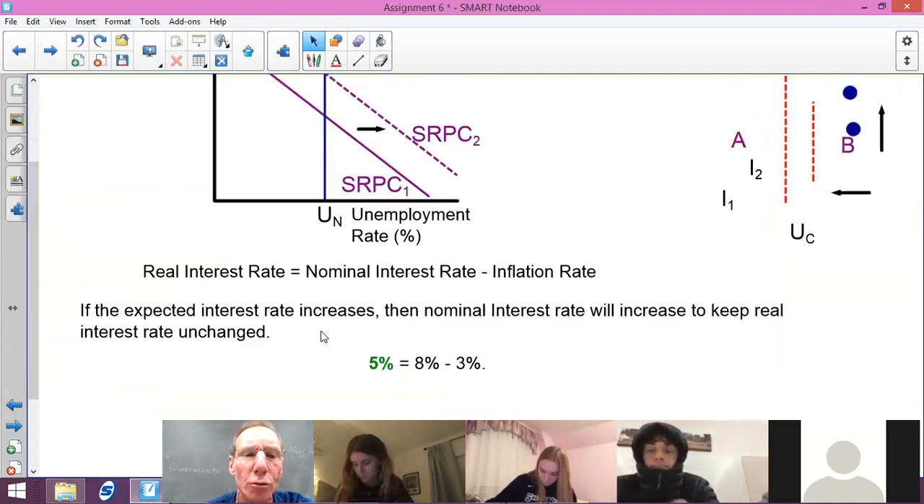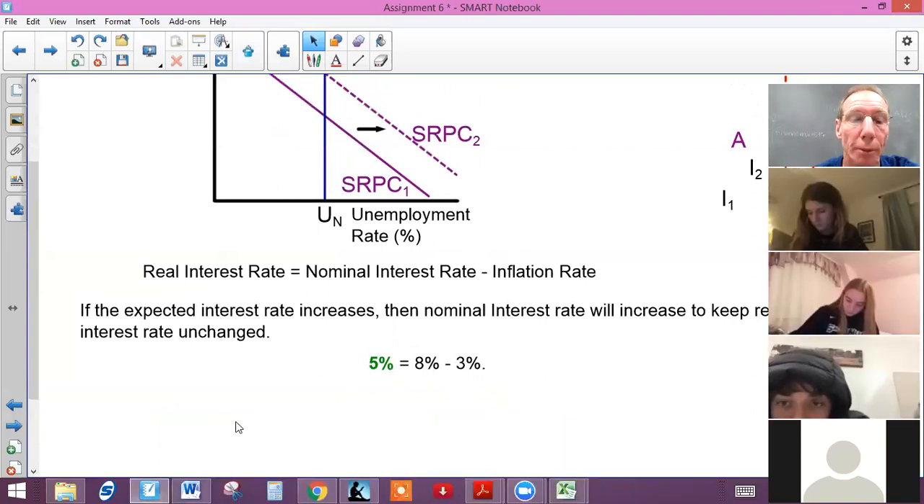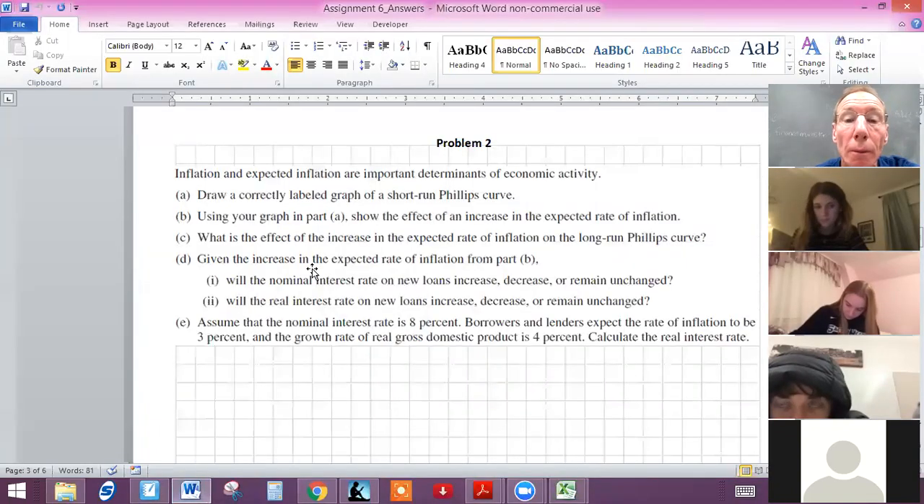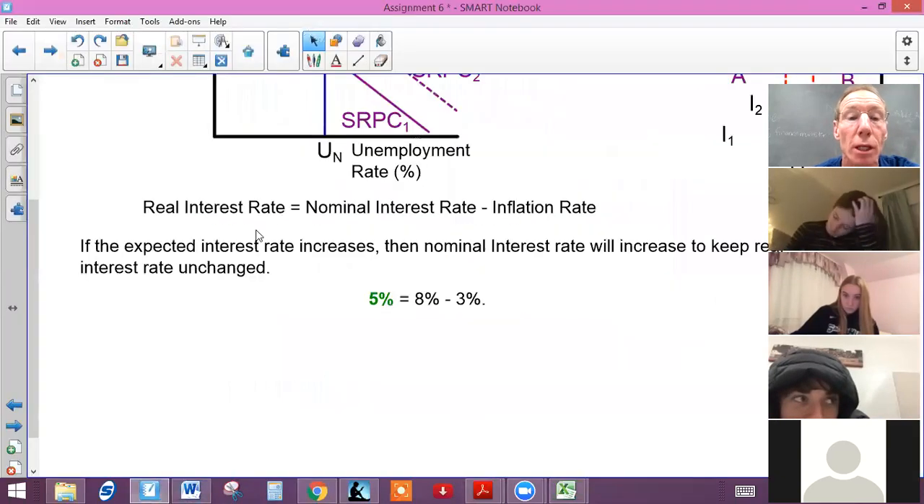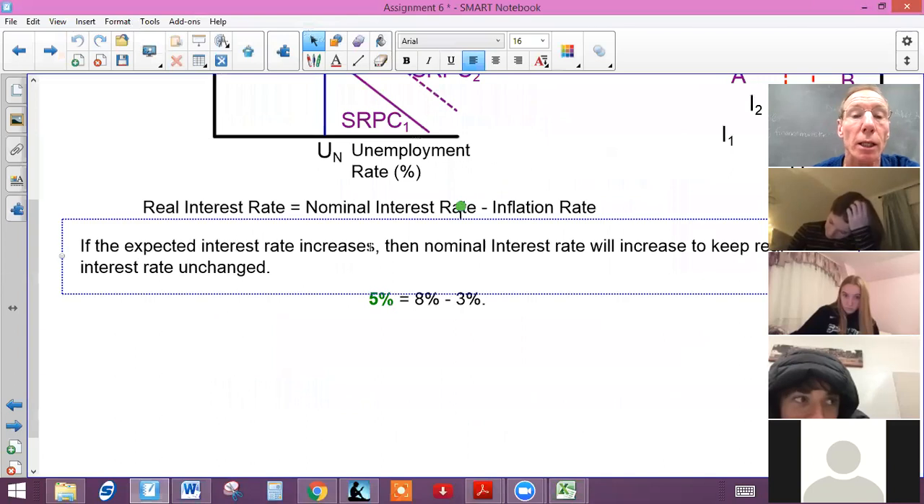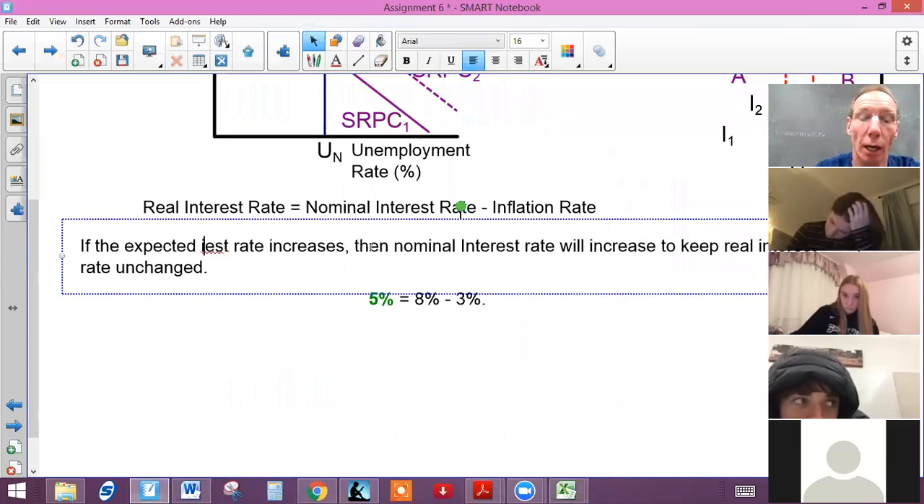So if the expected interest rate, or wait a minute, I think that's supposed to be inflation rate. Let me jump back over here. I think I put something wrong. Yeah. So this should be, sorry about that, guys, inflation, not interest. Wow.